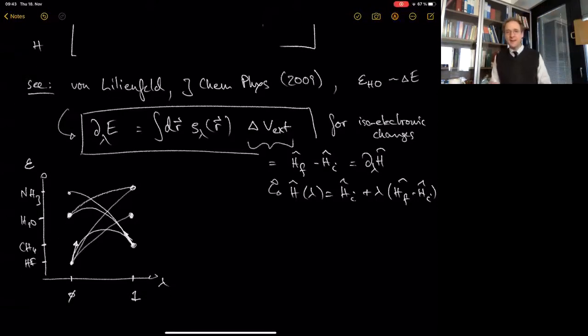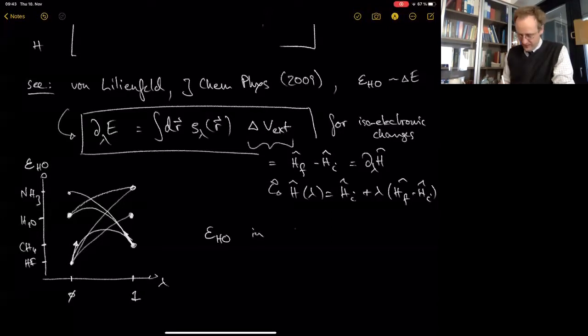So this is roughly how the epsilon, the HOMO eigenvalue, looks like in this little matrix space of this isoelectronic series of methane, ammonia, water, and HF. There's a question?